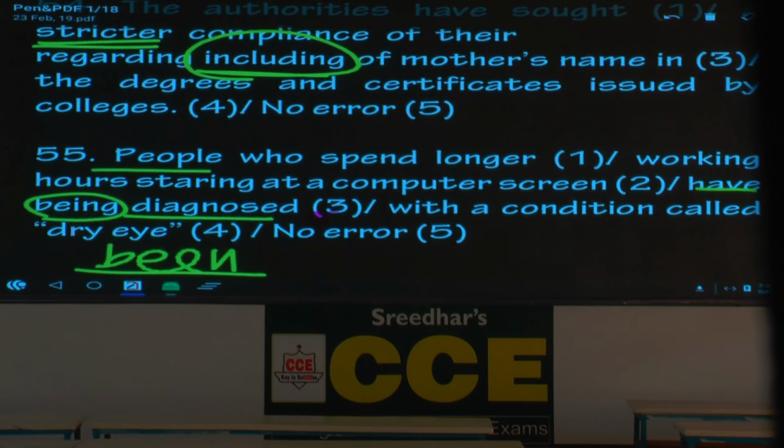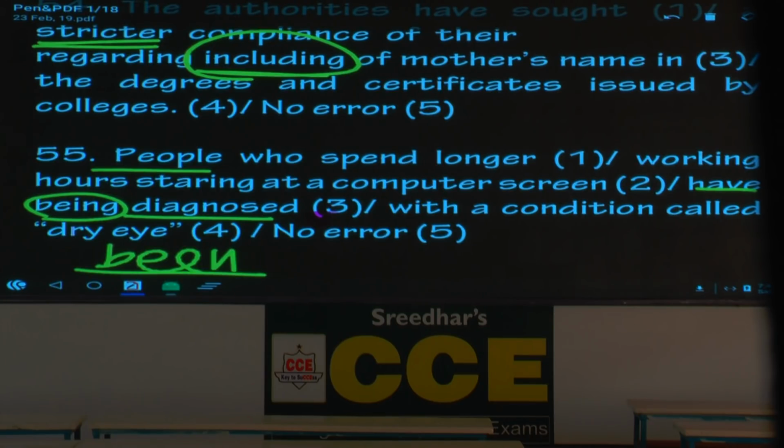And what is the subject? People. People who spend longer working hours have been diagnosed. Please make a note of this question. Present perfect tense in passive voice.